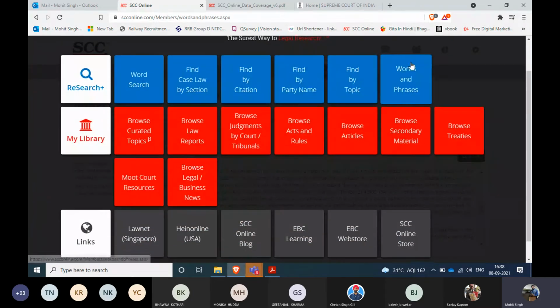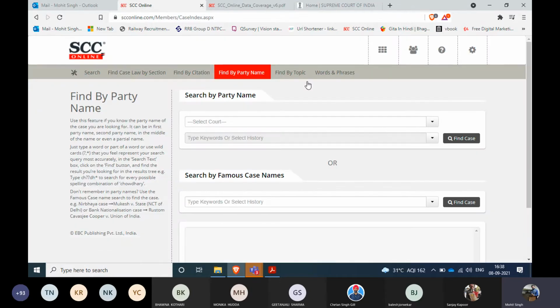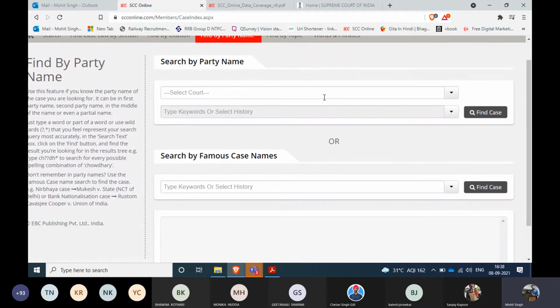Now we are moving ahead with find by party name. Find by party name is the easiest style, and I believe most of the students have already used this before this session, because I guess you already know how to use this remote access software and how to use this online website. So party name can be used, and it is very easy to use. The only thing is that you need not write the full party name over here. So let me show you an example for that.